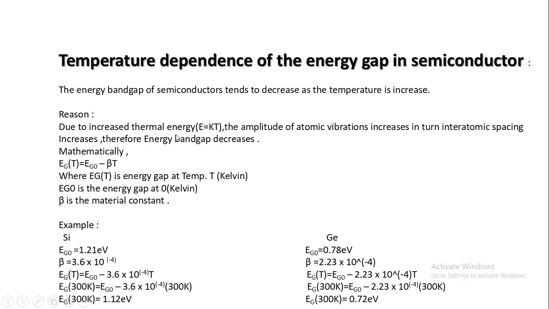Due to increased thermal energy, and how can we quantitatively say what thermal energy is? E equal to kT. Here the amplitude of atomic vibration increases. If you increase the temperature, the thermal energy will increase. In the crystal there will be n number of atoms, so they will start interacting, so atomic vibration will be there.